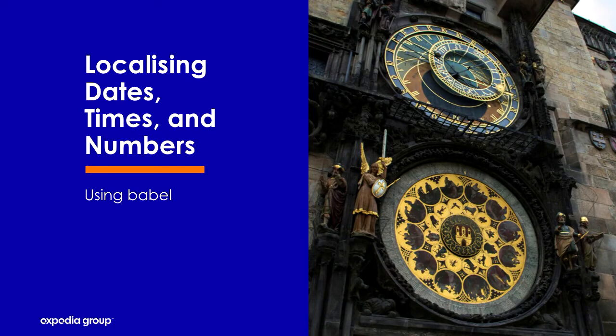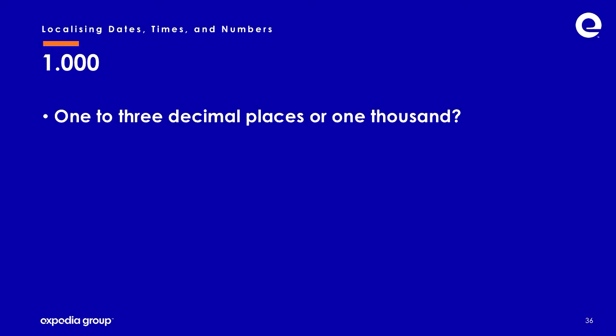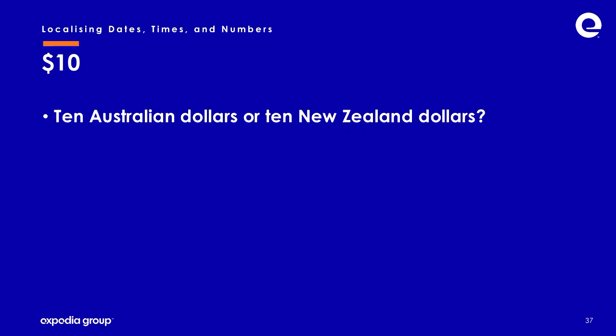There are lots of things to localize. Dates, times, and numbers using Babel. So let's have a look. So first up, here's a date. 1st of December, 12th of January, could be either. Here's a number, 1, 1,000, don't know. Here's some money, Australian dollars, New Zealand dollars. I'll take either, it's all right.